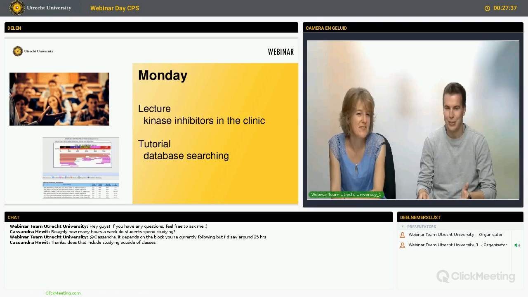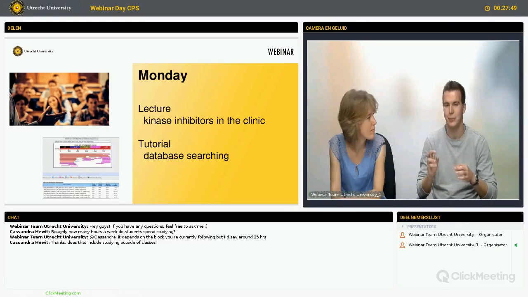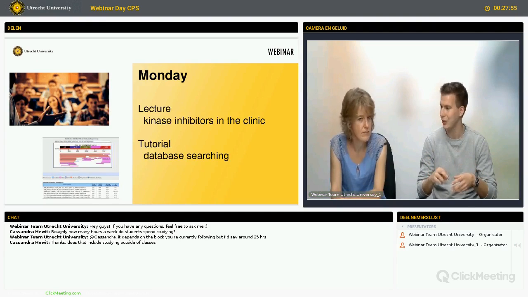And then the afternoon is probably a tutorial on how to search a database. So this one is looking at genes, if I remember correctly. They're looking at how you can search the human genome for genes and bases in the DNA which are changed and mutated possibly, and how you can then use that as another tool to target your drugs.